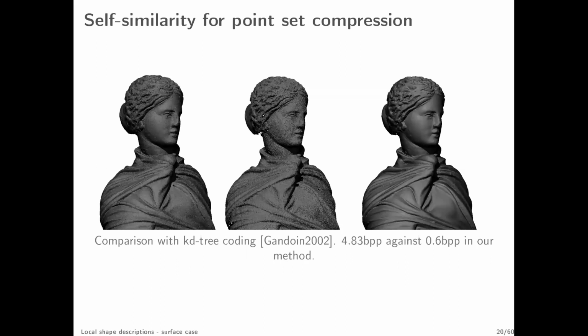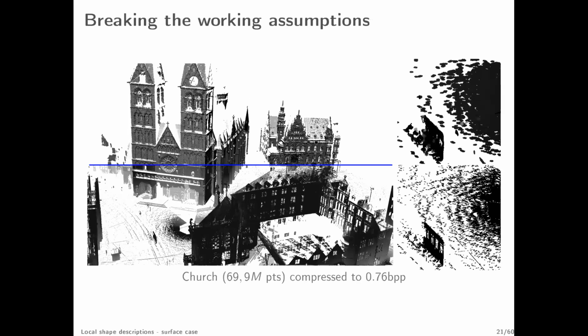So if you compare to standard point set compression techniques, you'll see that you get much better results for a number of bits per point, which is much lower in our method. Okay, so all of that works quite well, but there's a catch, of course, which is that if you have a point set which has open boundaries or small features, then everything will break.